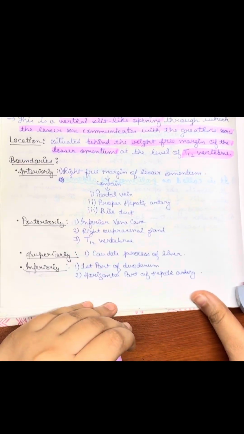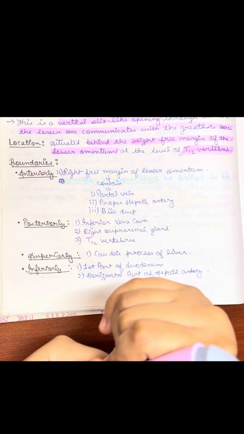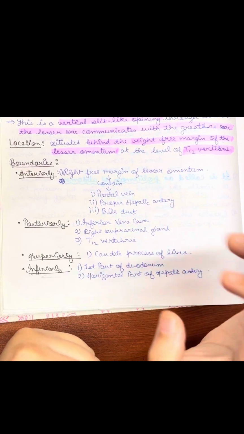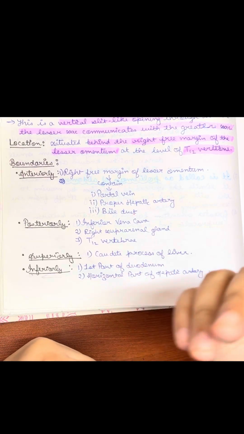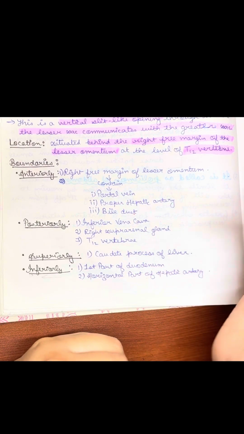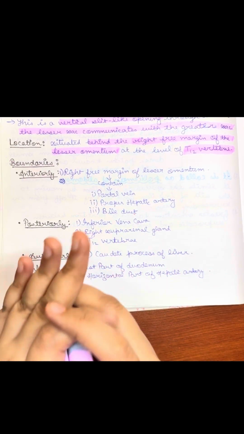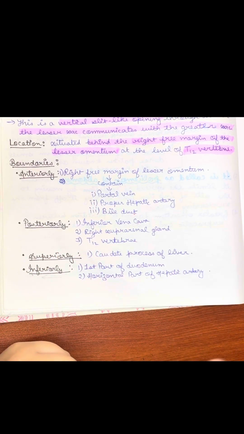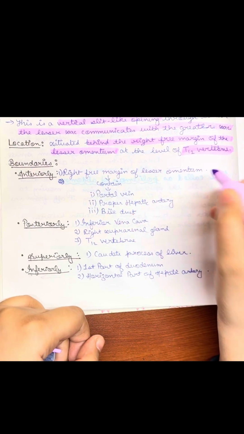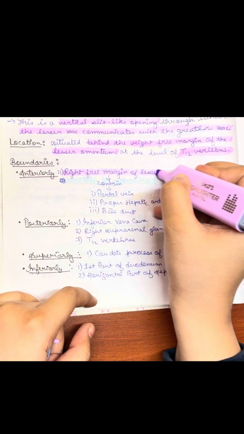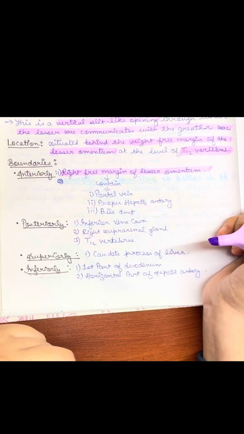Now we are coming towards the boundaries. First I will tell you the boundaries with the help of these notes, and then I will take you to a diagram, the cross-sectional diagram, the transverse section and the longitudinal section also, through which you can completely understand the boundaries. The epiploic foramen has four boundaries: anterior, posterior, superior, and inferior. The anterior boundary is formed by the right free margin of the lesser omentum.